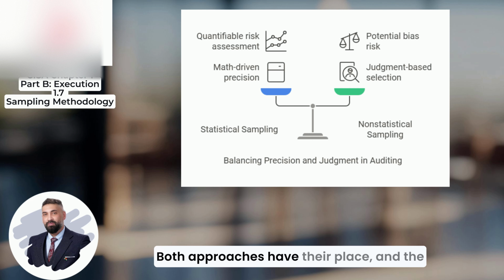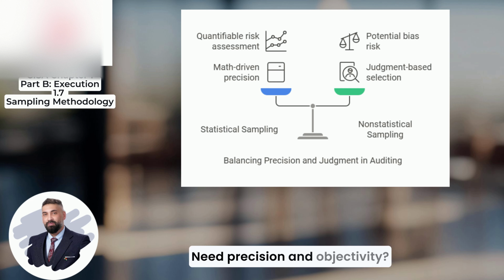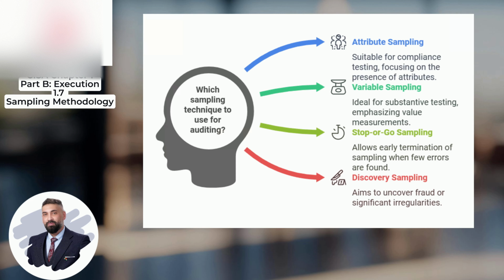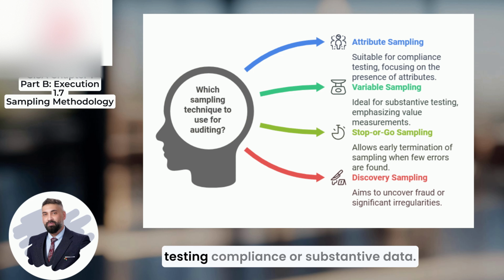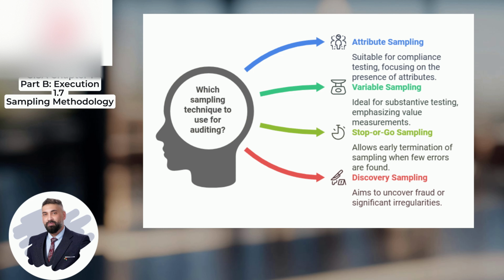Both approaches have their place, and the choice depends on the audit's objectives. Are you working with limited resources? Go judgmental. Need precision and objectivity? Break out the statistical tools. Broad techniques: attribute sampling versus variable sampling. Within these approaches, auditors employ different sampling techniques depending on whether they're testing compliance or substantive data.